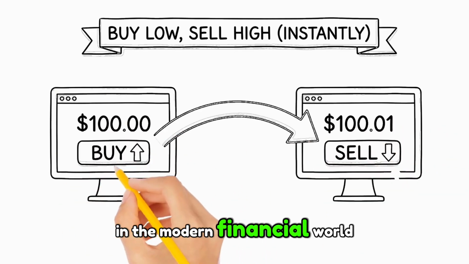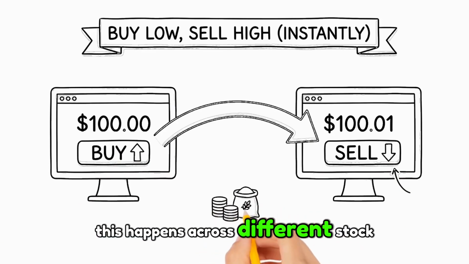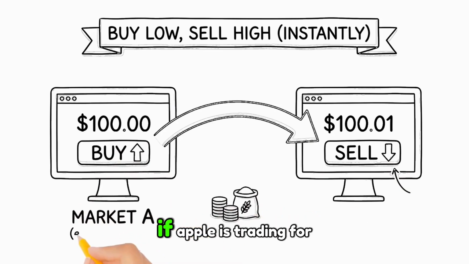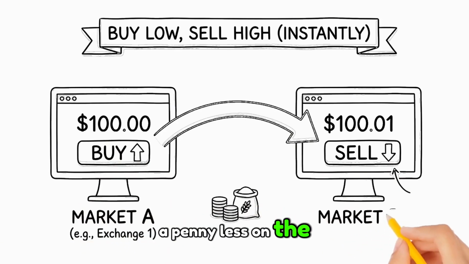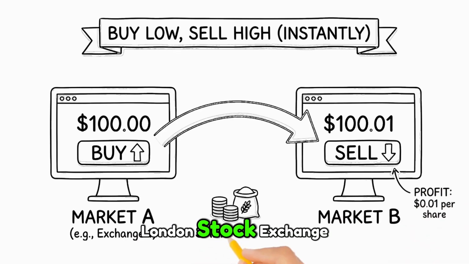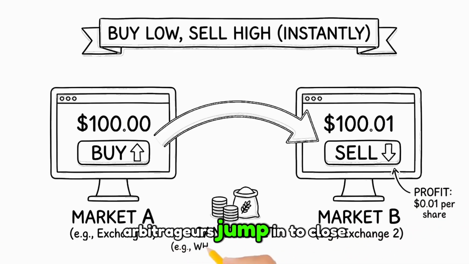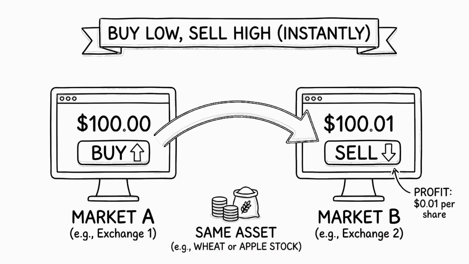In the modern financial world, this happens across different stock exchanges. If Apple is trading for a penny less on the NASDAQ than it is on the London Stock Exchange, arbitrageurs jump in to close that gap.